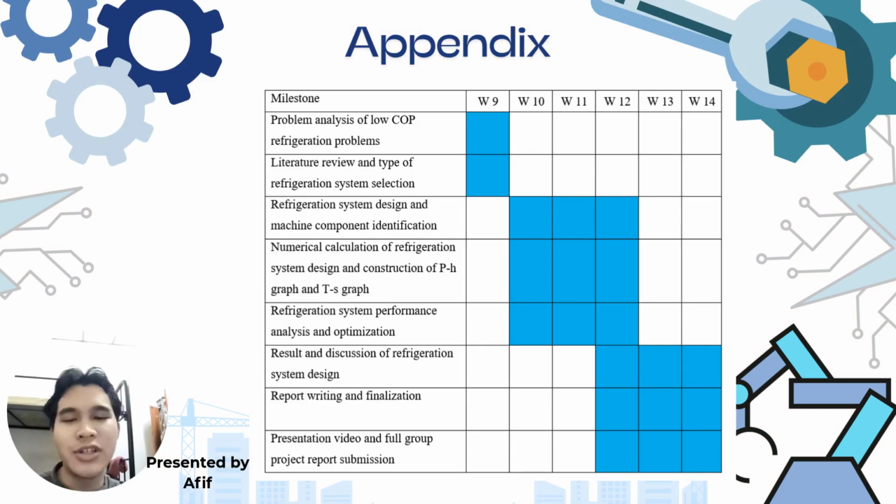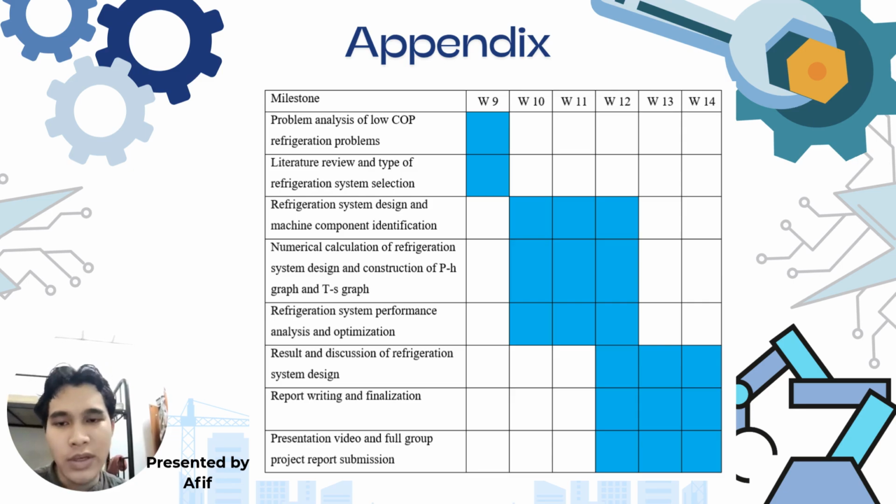So now let's look at our project milestone for our group. The first week, which is week 9, we start with the analysis of the problem of low COP refrigeration problems that is common within refrigerators that are commonly available. And then Daniel did some literature review and type of refrigeration system selection for the starting of the project itself.